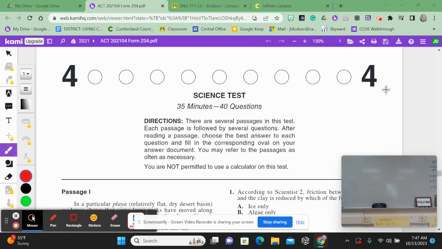It says, according to scientist 2, the friction between the rocks and clay is reduced by which of the following. So what am I going to do in that? Go to scientist 2. Okay? So let's take 7 minutes. Let's do one passage at a time. Let's go 7 minutes on passage 1. Okay? You ready? Go.